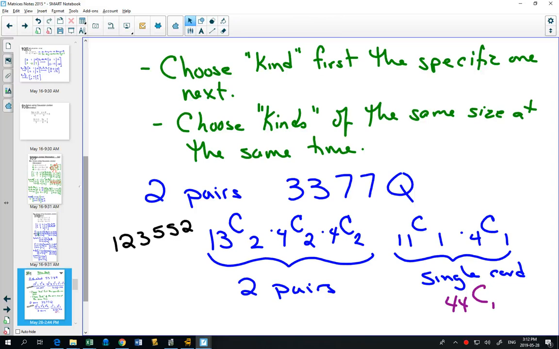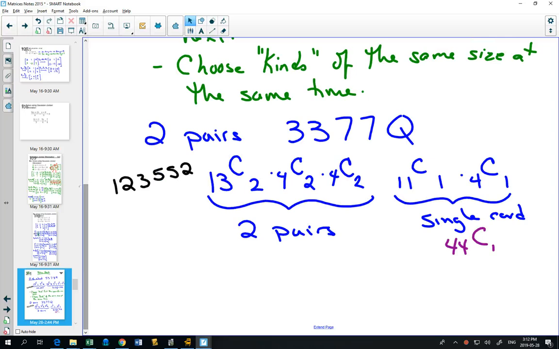Three of a kind or two pairs, which is better? Ooh, that's the one I always get. Three of a kind is better? Let's find out if it should be. Okay, so three of a kind.